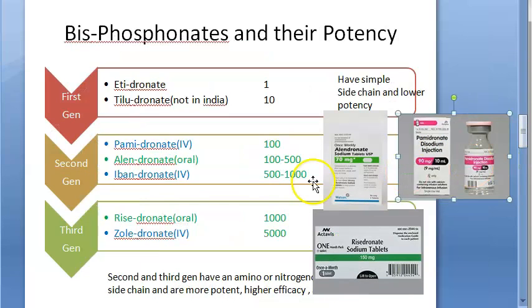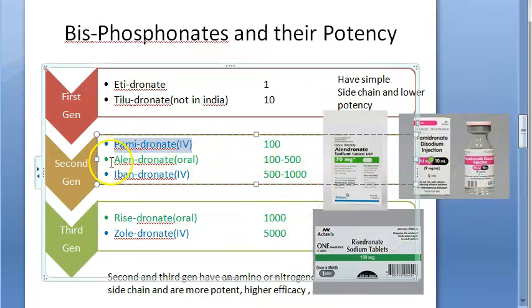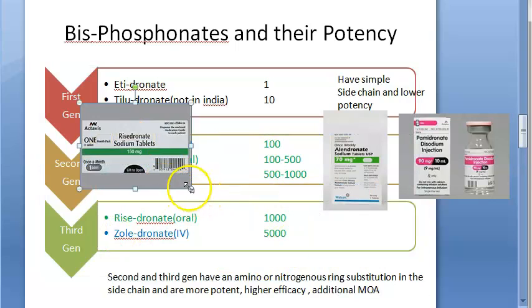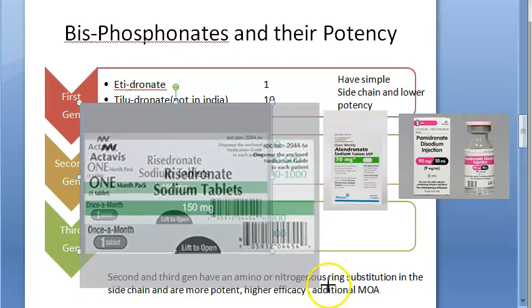Please go back and sit here. Pamidronate is given IV. Ibandronate is given IV. Zoledronate is given IV. This one is Risedronate. Risedronate is like rice. You are going to take it orally.